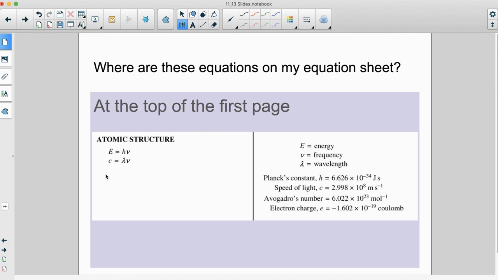So these equations are on the top of your first page of your equation sheet, and we'll talk about this one next. But here's your light wave equation, and it defines what these different things are. Energy is going to be in joules. Frequency, again, is going to be 1/seconds or hertz or seconds to the minus 1. These are all equivalent. Wavelength has to be in meters for this wave equation to work. And then here are some constants. The speed of light is right here, and Planck's constant is up next.